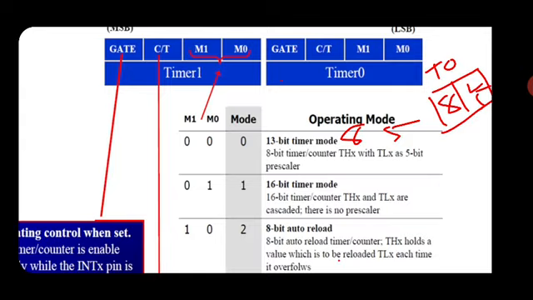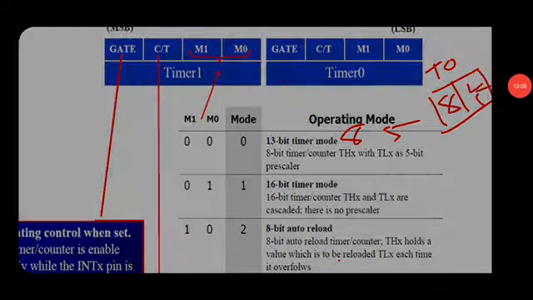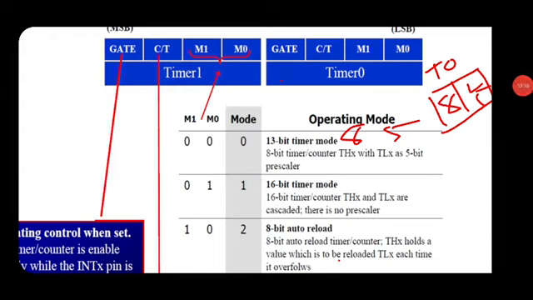If M0 and M1 are 0 1, it means you are operating in mode 1. For the timer, all 16 bits are used, that is THX and TLX, where X stands for 0 or 1, and they are cascaded. There is no prescaler. We'll see that a prescaler is nothing but a division. We'll discuss it when we do the programming.